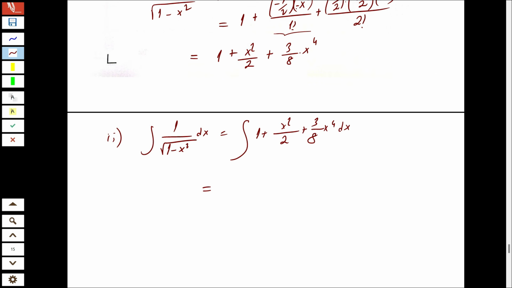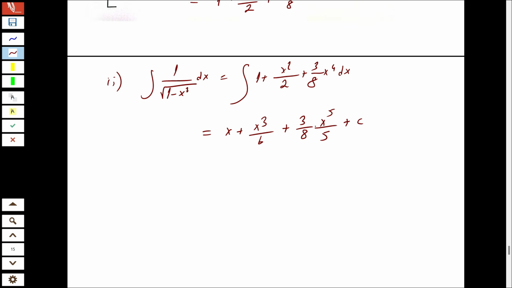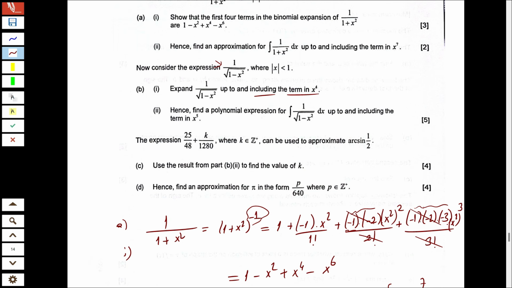Okay. The integral of this polynomial will be x plus x to the power of 3 divided by 6. It's coming from the power and 2 here. Plus 3 over 8 times x to the power of 5 divided by 5. You can add c in here. And you can simplify: x plus x to the power of 3 over 6 plus 3 times x to the power of 5 divided by 40. Okay? Yeah. The expression in here, this one, can be used to approximate arc sine 1 over 2. Use the result from part B2 to find the value of k.